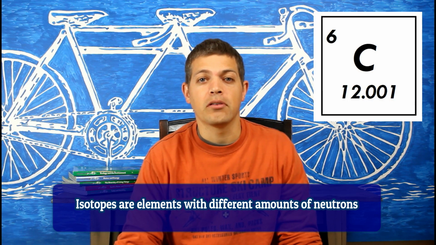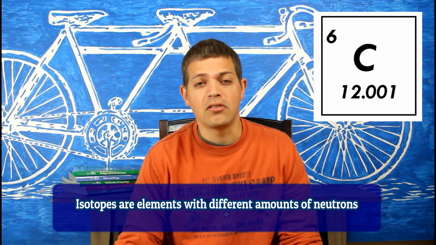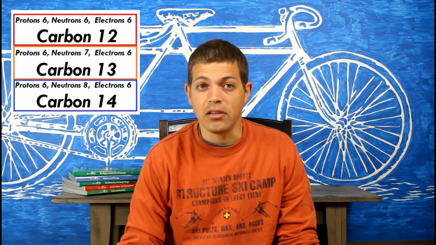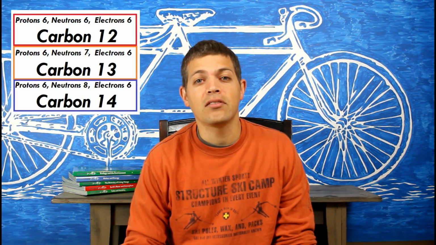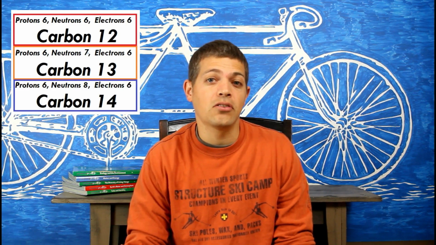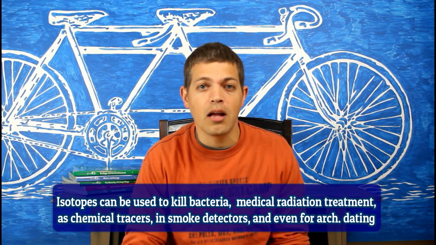Take, for example, carbon. Carbon has 6 protons. However, did you know that it could have 6 neutrons, 7 neutrons, or 8 neutrons? That would make the mass for carbon be carbon 12, carbon 13, or carbon 14, depending on the number of neutrons. We call these isotopes of carbon. There are a lot of elements that have isotopes. Isotopes are unstable and tend to be radioactive. We use those in a lot of different places. We can use those to kill bacteria. We can use those in medical radiation. Sometimes even in tracers that trace the chemicals throughout a body.